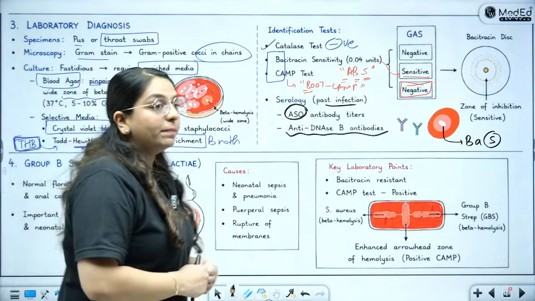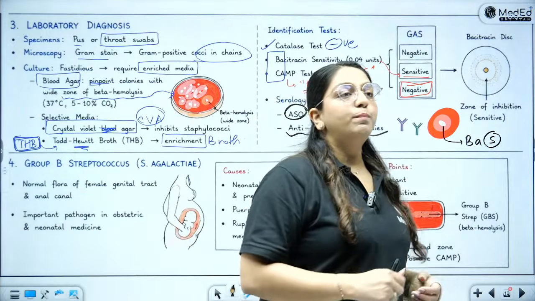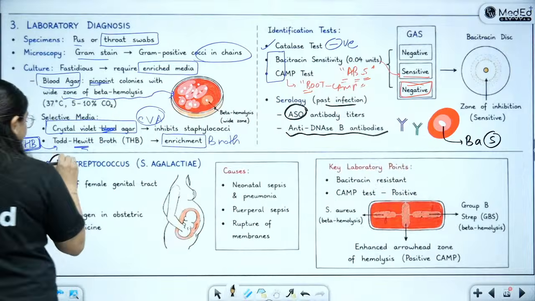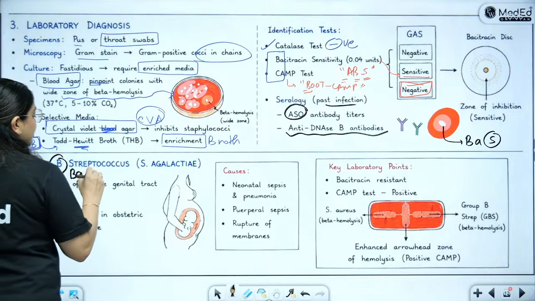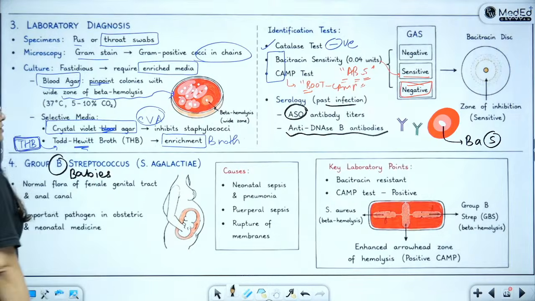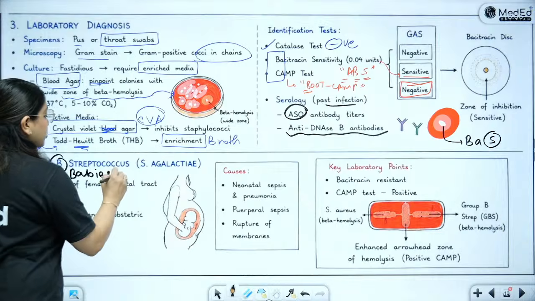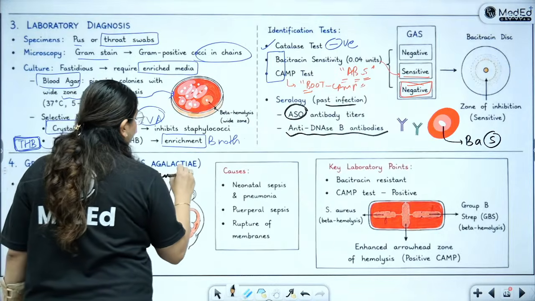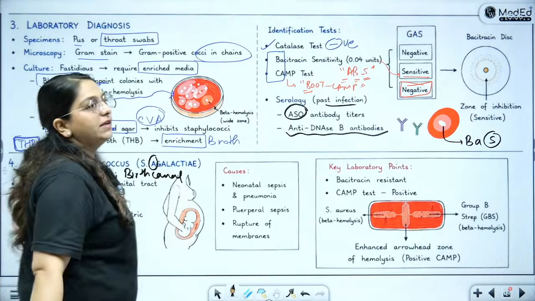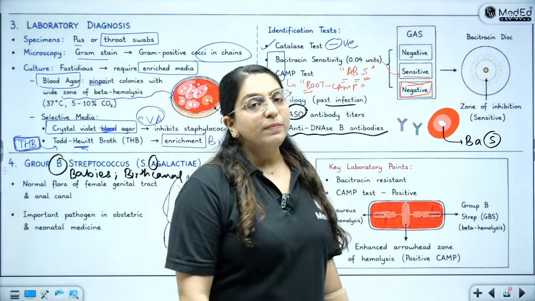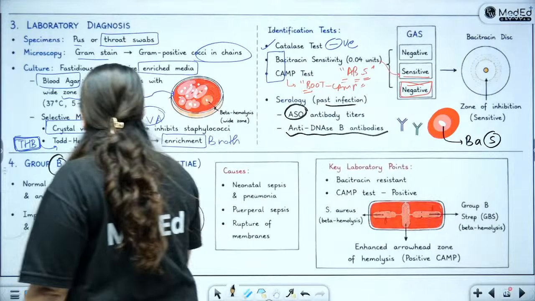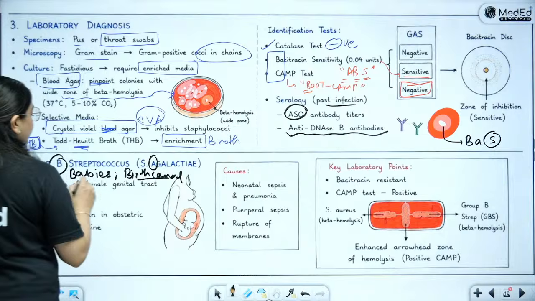Then what about group B? I always tell the students, group B means babies. So, B stands for babies. This is the one which is going to cause neonatal meningitis, neonatal sepsis, and B also stands for birth canal. This is where it is present normally. Then B is not B. So, B is A. Group B Streptococcus is Streptococcus agalactiae, right? Where is it? In the birth canal. From there, who gets it? Babies.